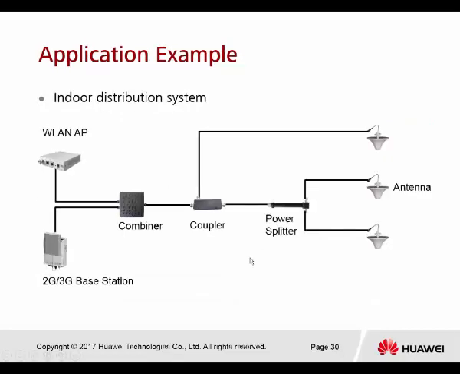And here are some examples of how to use the accessories here: the combiner, the coupler, and also the power splitter. We can use the combiner to combine the WLAN AP and the base station together, instead of purchasing so many feeder lines to join them. Because if I don't use the combiner, what will happen? I have to spend more money to purchase the antenna and also the RF cable. So right now we need to spend so much for that. I just use a combiner to join these two into one output.